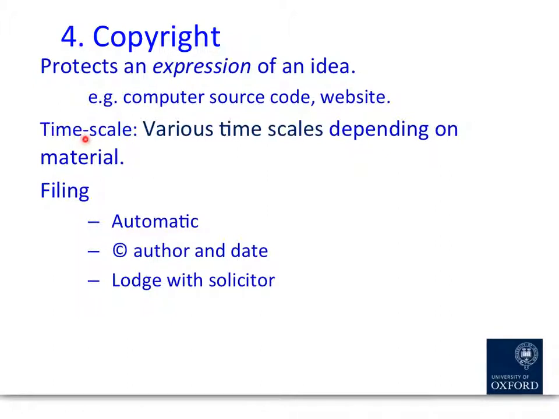Secondly, the timescales that you have protection under copyright vary depending on the particular material you have. So, for instance, if you're trying to copyright a book, then it's something like 50 to 70 years after the death of the author. Filing is much simpler. It's simply automatic, and any material that is published is deemed to be copyright.